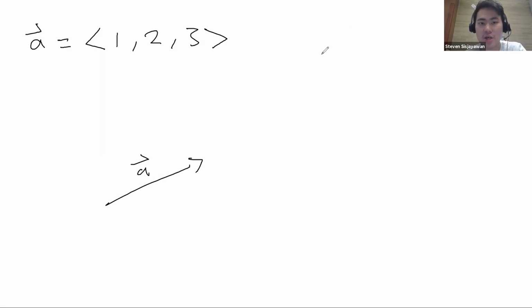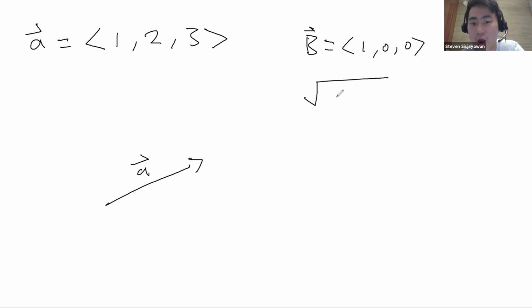As Joe and Dom covered in lecture and recitation, a unit vector is basically a vector with a size of 1. So something like, let's say, vector B is equal to 1, 0, 0. Calculating the magnitude or the length of a vector is basically using the distance formula. So taking the square root of 1 squared plus 0 squared plus 0 squared, which is the same thing as 1, right? That's the magnitude of this vector.